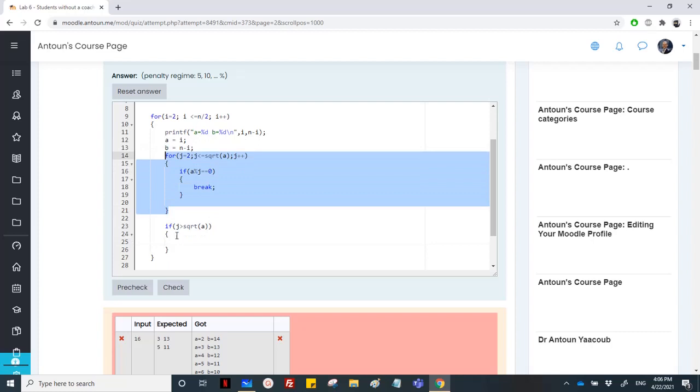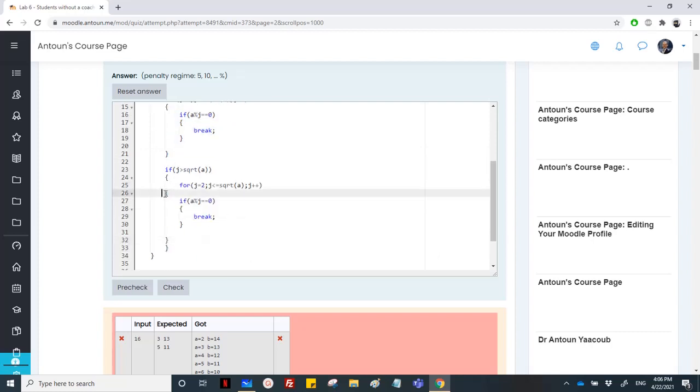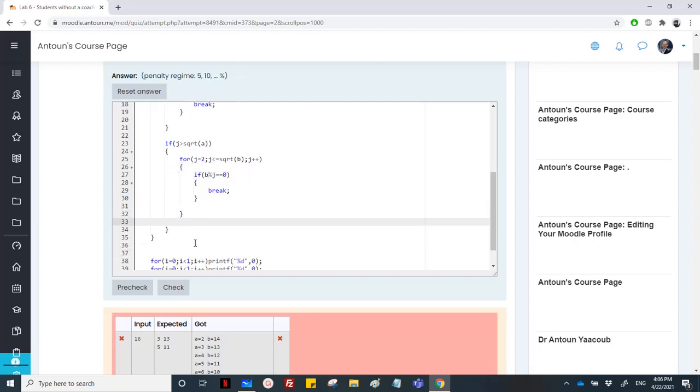So I will copy this and move here. Again, I will loop from j equal to 2 to square root of B, and if j divides B, I will do a break. Whenever I'm doing a break, I will be out of the loop and I will be here. So here I should be able to know whether there's a divisor, yes or no. So again, I will check the same condition.